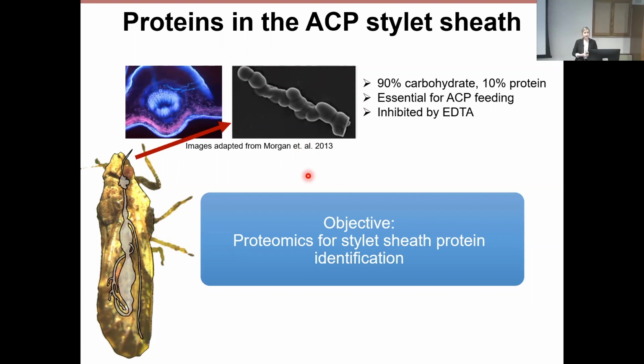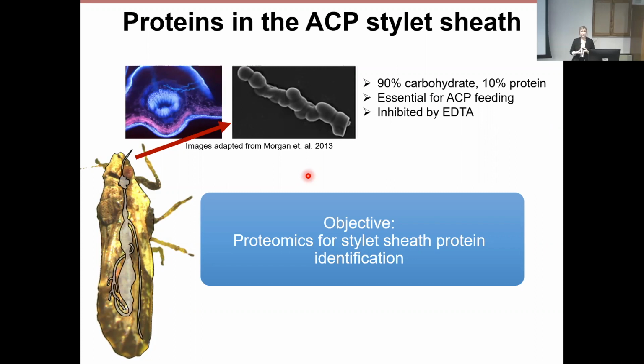Now, going into this study, we didn't know much about the sheath, but we did know that it's made of 90% carbohydrates and 10% proteins. And we also knew that it's essential for the insect to feed. So if its polymerization is inhibited, the insect simply cannot feed. We also knew that its polymerization is inhibited by EDTA, which is a molecule that binds to metal ions. So my objective for this project was to identify the proteins that are present in this structure.